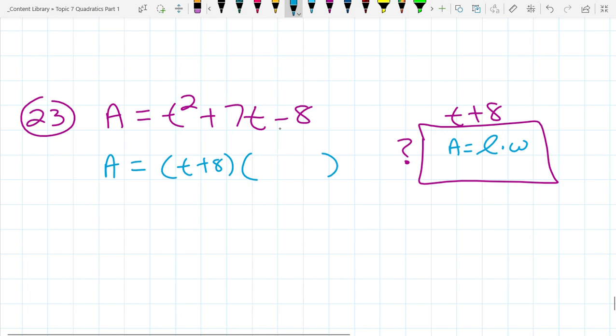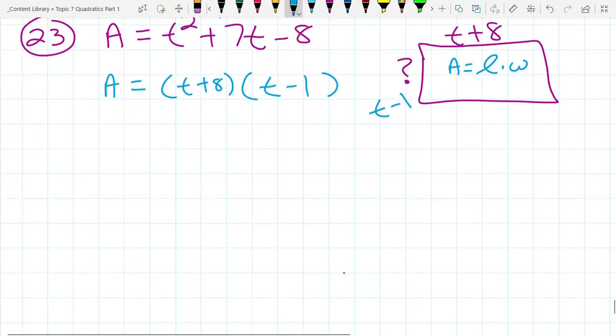So this is just diamond factoring. What adds to give you a positive 7 and multiplies to give you a negative 8? That would have been a positive 8 and a negative 1. So t minus 1 was the other dimension.